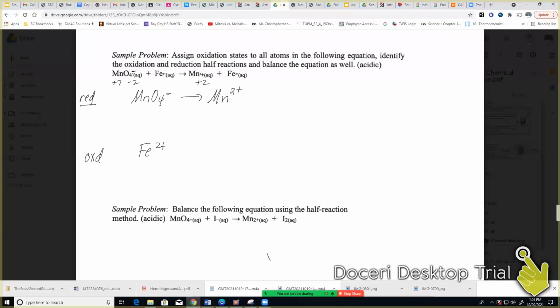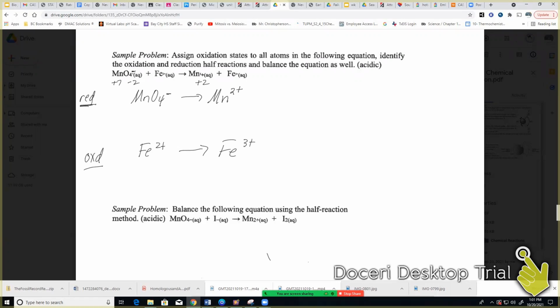Fe2+ gives Fe3+. So there are my two half reactions. I will tell you that I am very bad about dropping those signs as I start working through the problem. And then sometimes I don't realize it until the end when I can't get my charge balanced, and then I have to go backtrack. So be careful that you don't drop your signs.